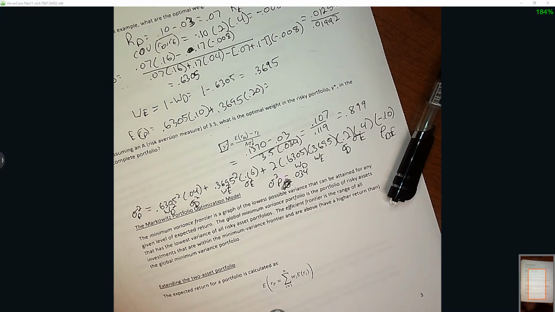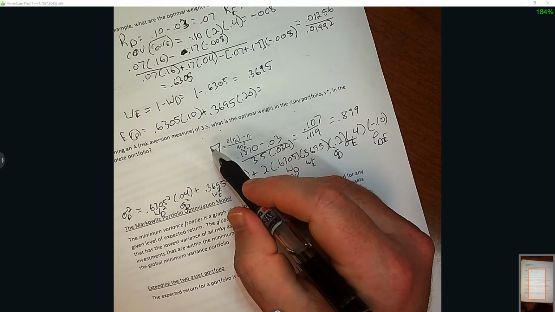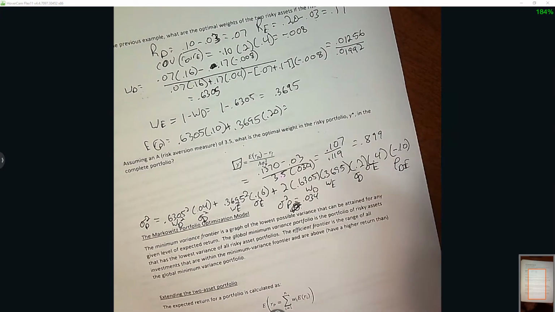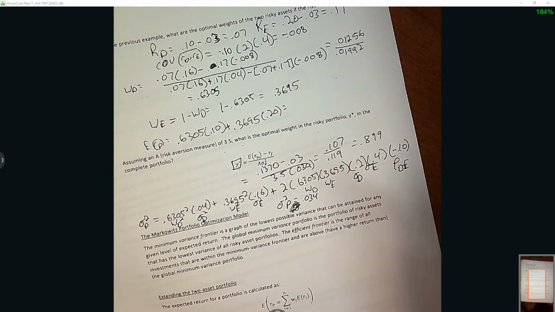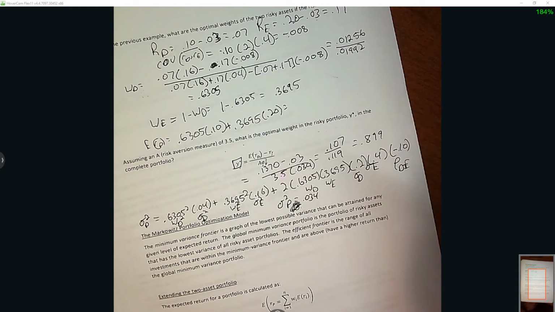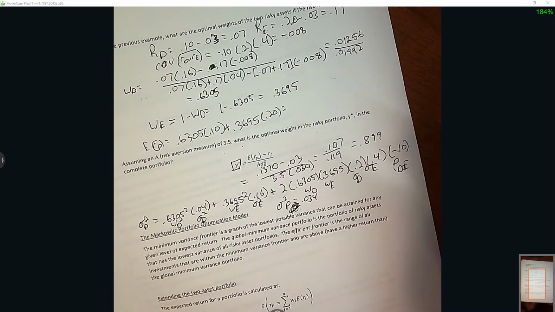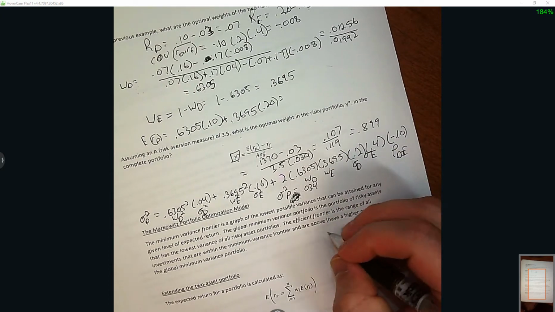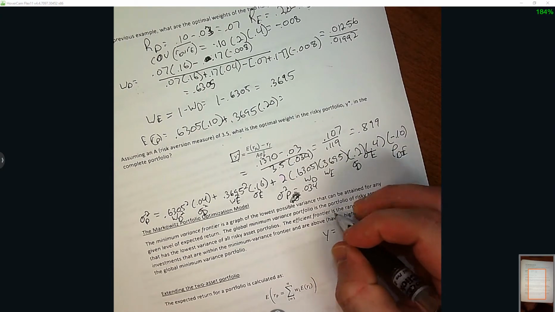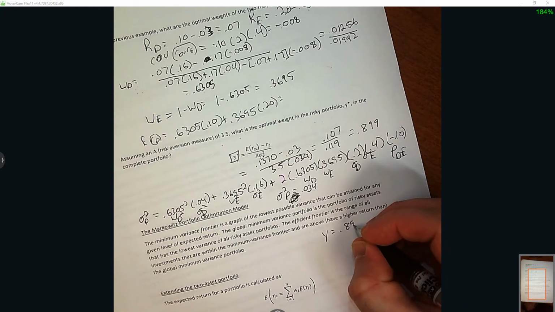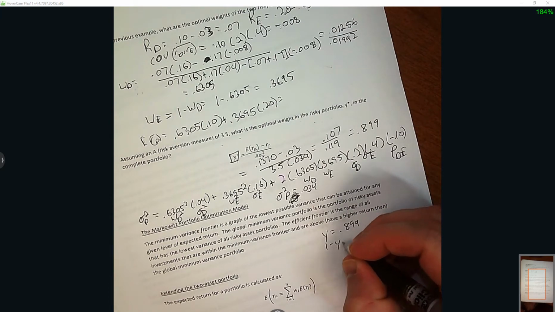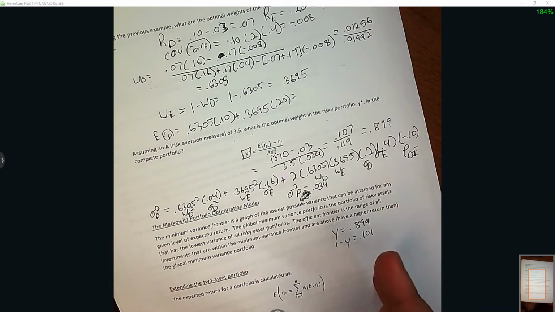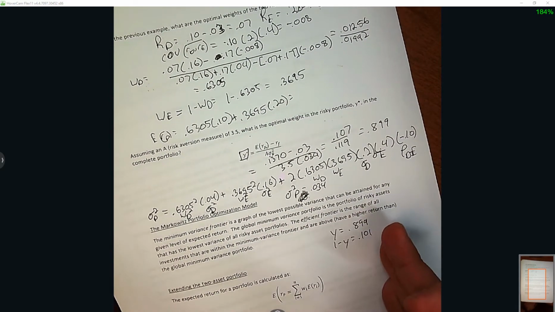All right, so now that we have the weight, the proportion that we put in the risky portfolio, which we created up here, the remainder, or about 0.101 or 10.1%, would go in the risk-free asset. So we would have Y is equal to 0.899, and 1 minus Y is equal to 0.101. If you want to go back to the last topic, then we could actually calculate the expected return.